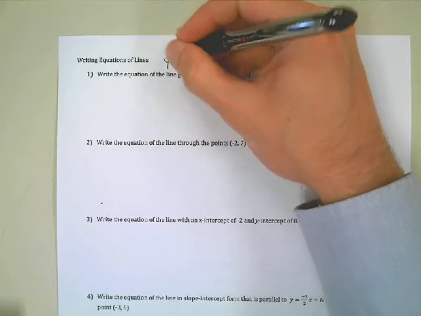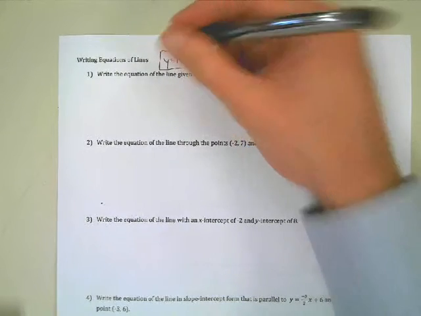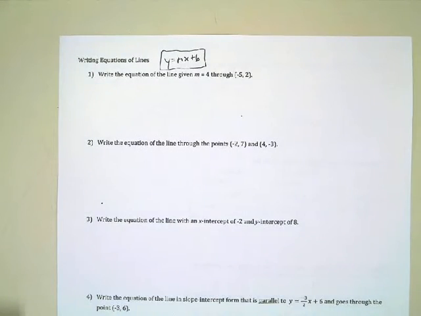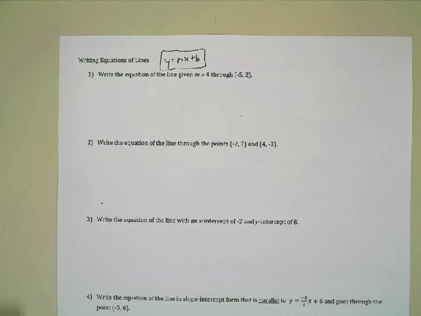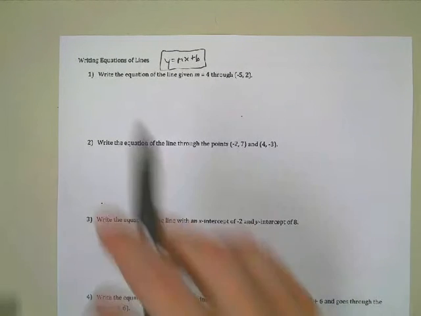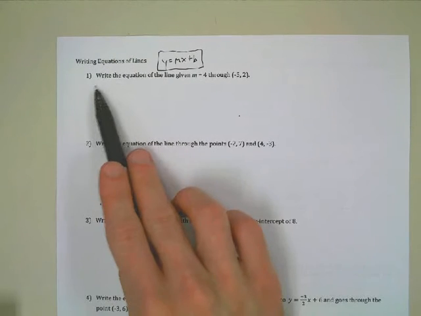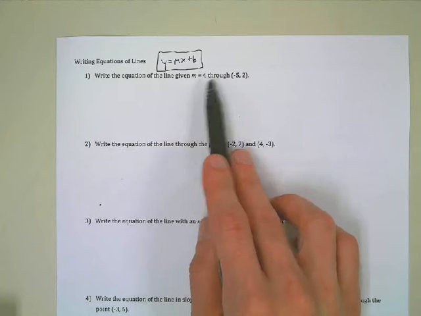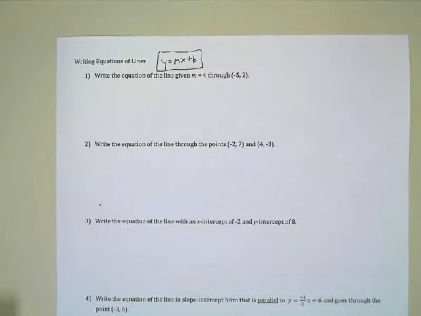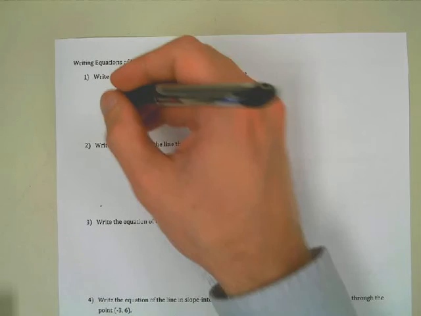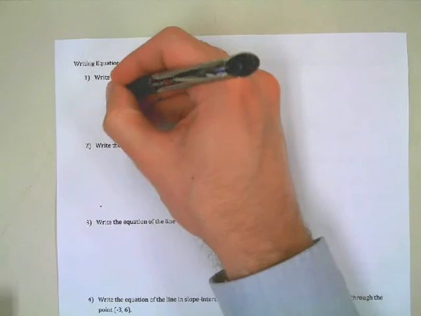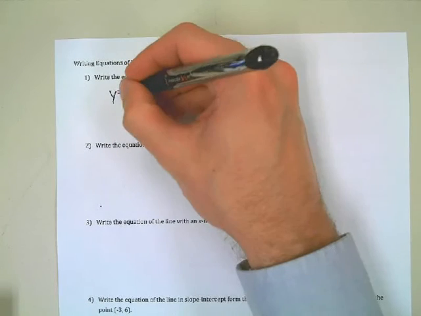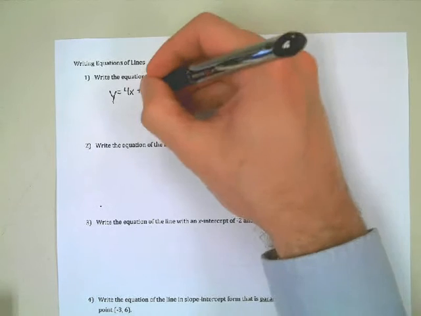So to write the equation of a line in slope-intercept form, you need a slope and you need the y-intercept, right? So if we look here at our directions, it says write the equation of the line given that m is 4, so that's our slope, because that's m, through the point negative 5, 2. Well, that doesn't seem too bad. So I get y equals 4x plus 2, right? It's pretty straightforward.